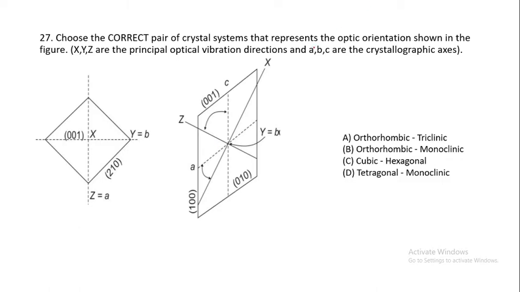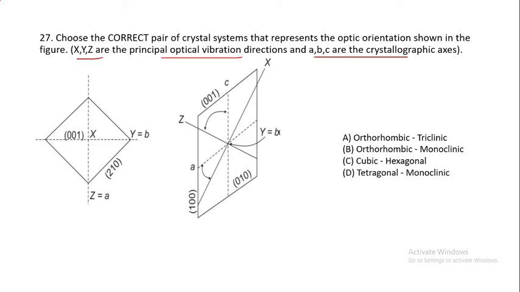This is from crystallography. The question is: choose the correct pair of crystal systems that represents the optic orientation shown in the figure XYZ. Here is the optic orientation of the figure. The principal optical vibration directions X, Y, Z are shown on the crystallographic axes A, B and C. We need to find those things. It is a question from crystallography.